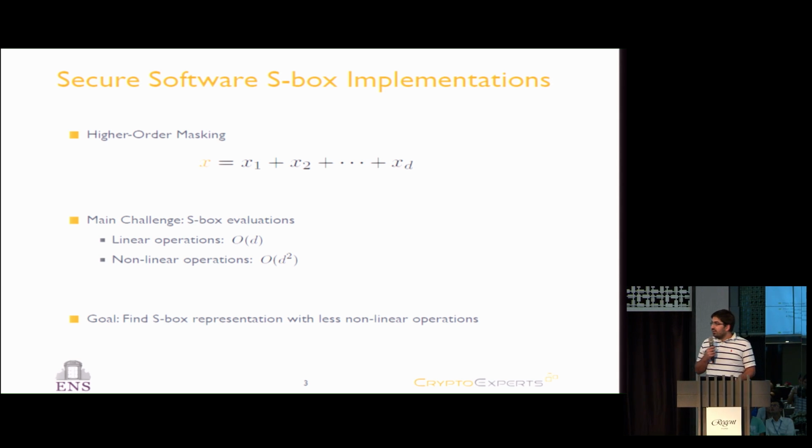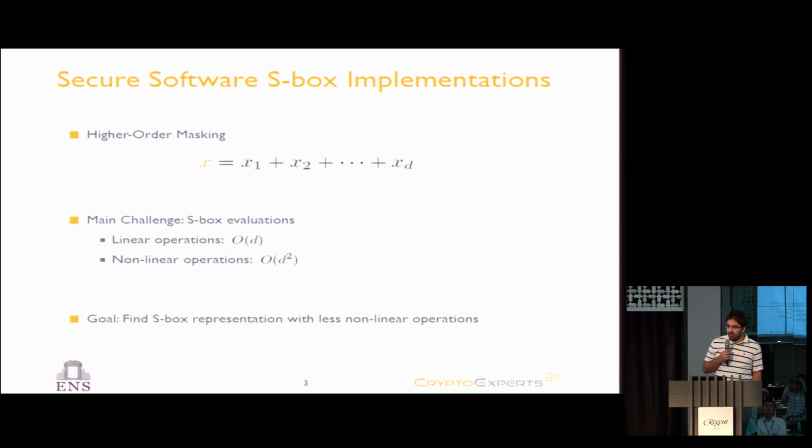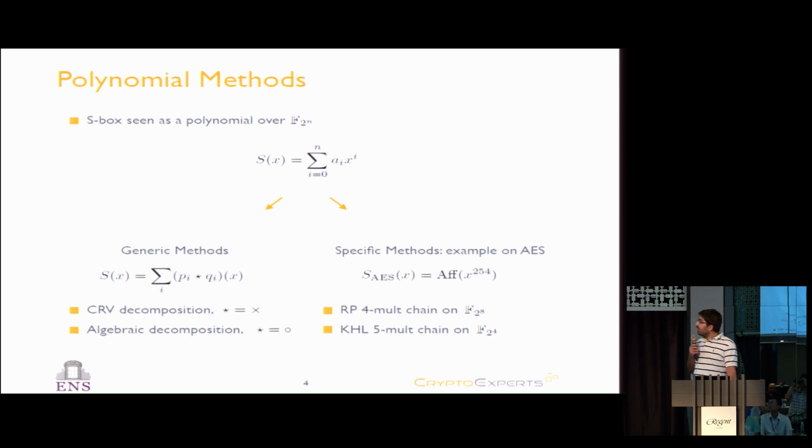However, when you want to implement this in software, working with masked variables has a cost. Linear operations are linear in the masking order, but the nonlinear operations are quadratic, and this implies a cost in time and memory. Therefore, the main goal is to find efficient ways to implement the nonlinear operation, namely to implement the S-box, and find a representation of the S-box that has a minimum number of nonlinear operations. To solve this problem, there are several approaches in the state of the art. One of the main ones is to look at the S-box as a polynomial over a finite field F2 to the power n, where n is the input size of the S-box.